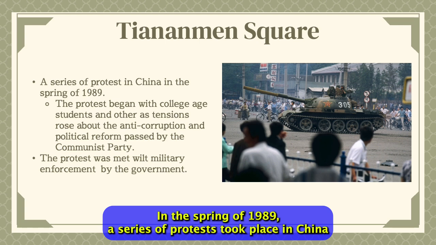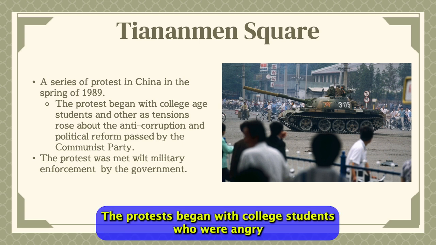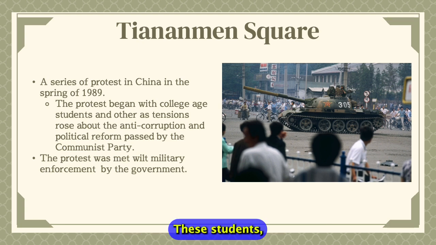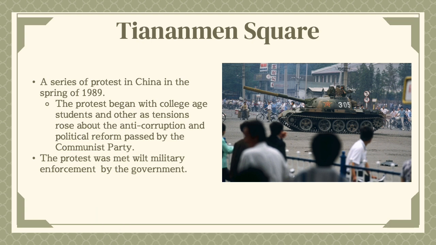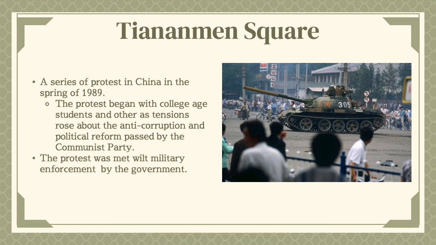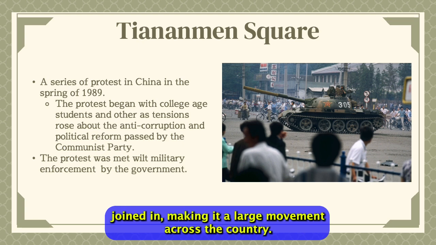In the spring of 1989, a series of protests took place in China, centered around Tiananmen Square in Beijing. The protests began with college students, who were angry about corruption in the government and wanted more political reforms. These students, along with many other people, called for changes in the Communist Party, including greater freedom of speech and an end to corruption. As the protests grew, more people from different parts of China joined in, making it a large movement across the country.